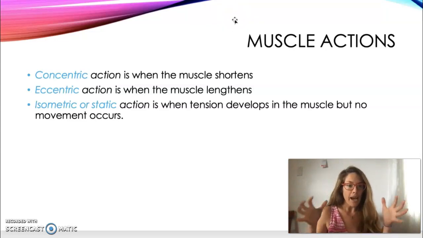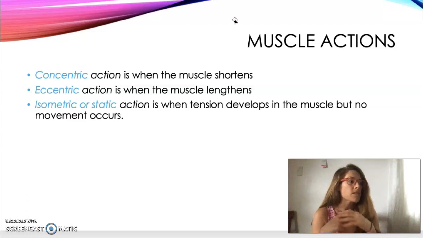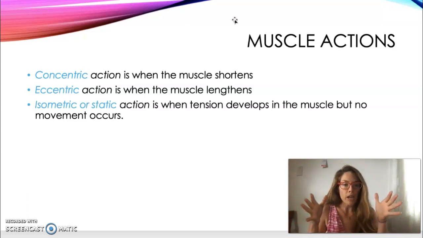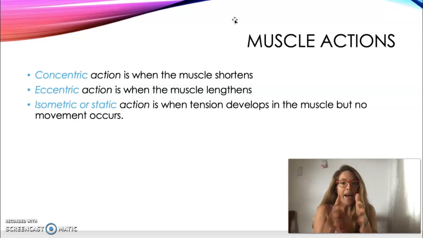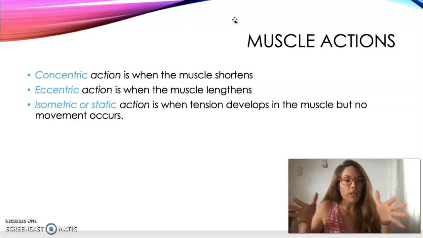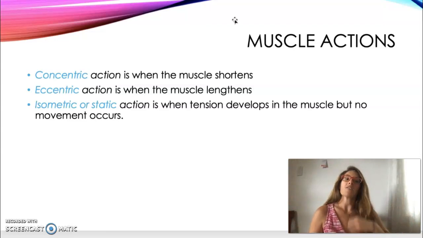So concentric has to do with the muscle shortening. This is the most common type of muscle contraction we talk about. But concentric, the muscle shortens in length, and eccentric is when the muscle gets bigger in length or lengthens. And then isometric is when the tension or the force on the muscle increases, but there's no movement.